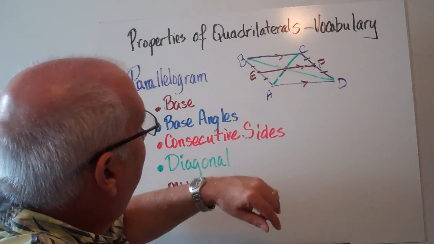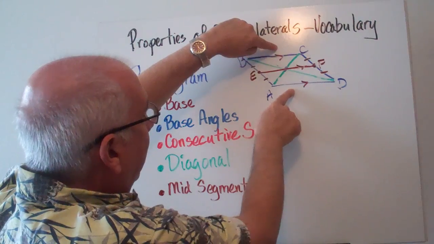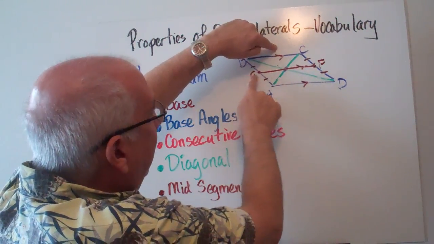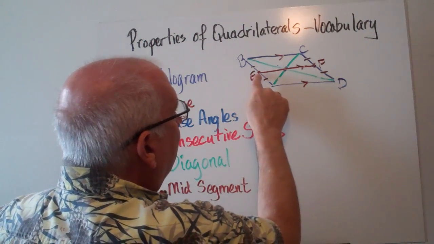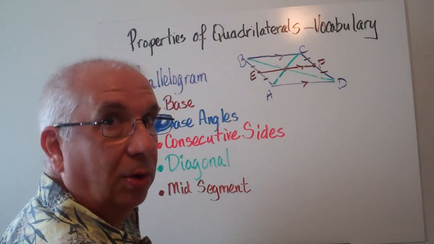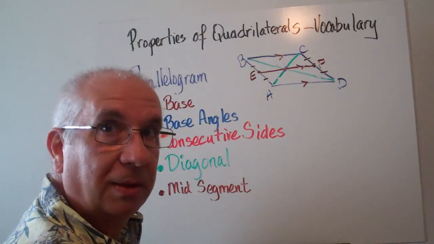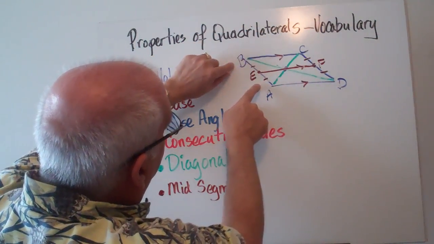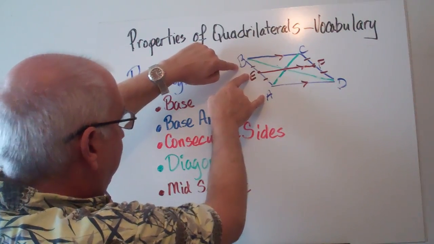Now, what do we know about midsegments? We already knew by definition that these two lines, BC and AD, are parallel and congruent. But if I connect midpoints to give me a midsegment, then the midsegment is also congruent and parallel to the other bases. So these three lines right here are all congruent and parallel.